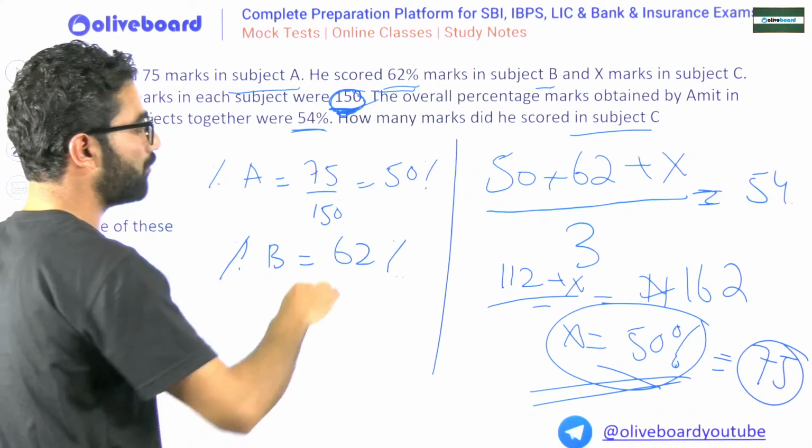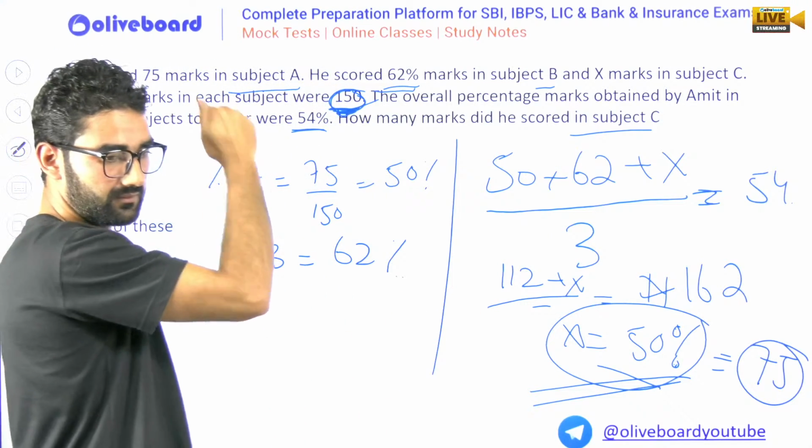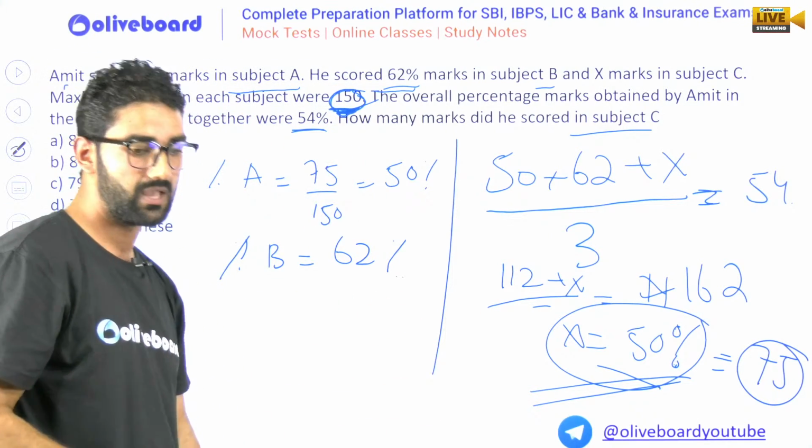So you don't have to do this lot of calculation. Just note that A has obtained 75 marks, which is obviously 50 percentile.